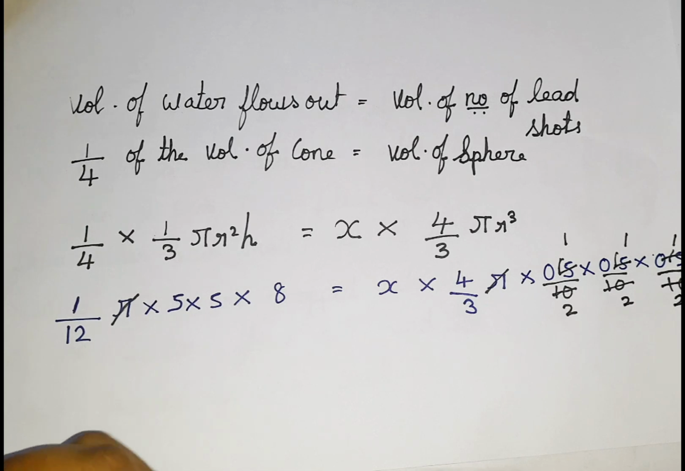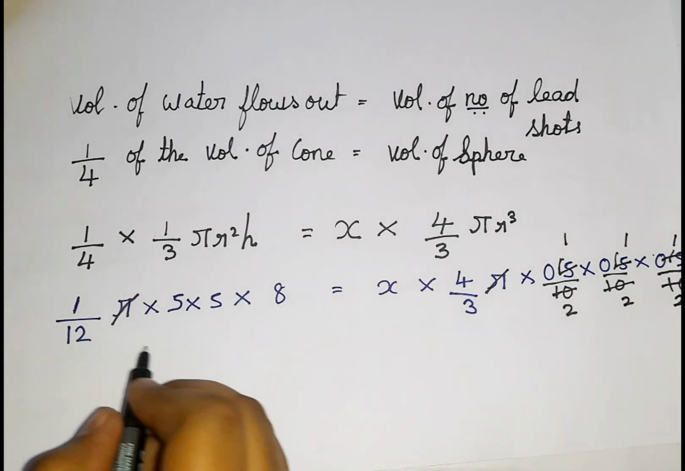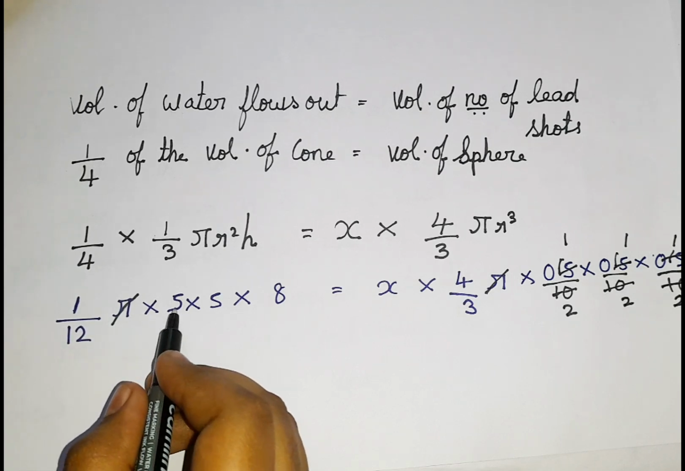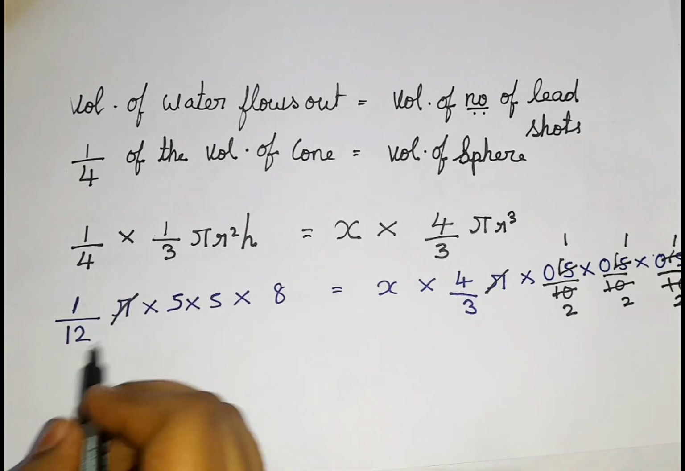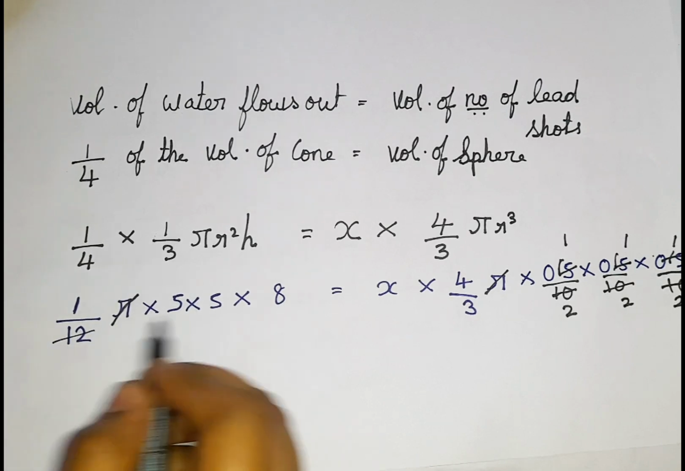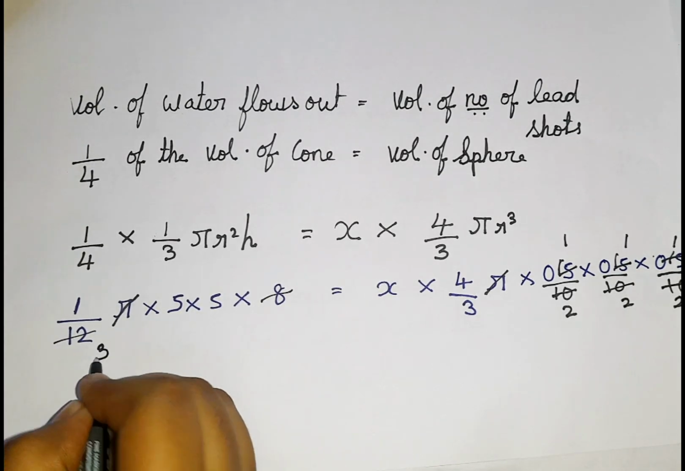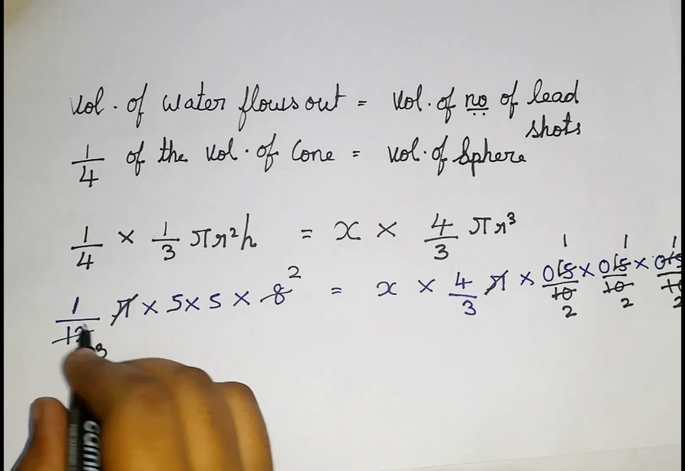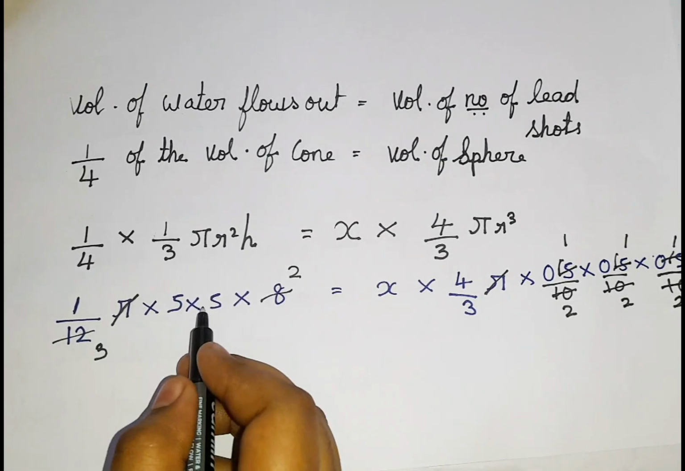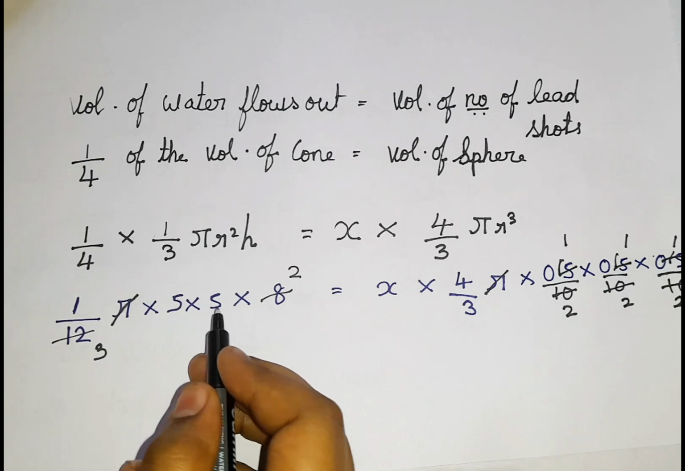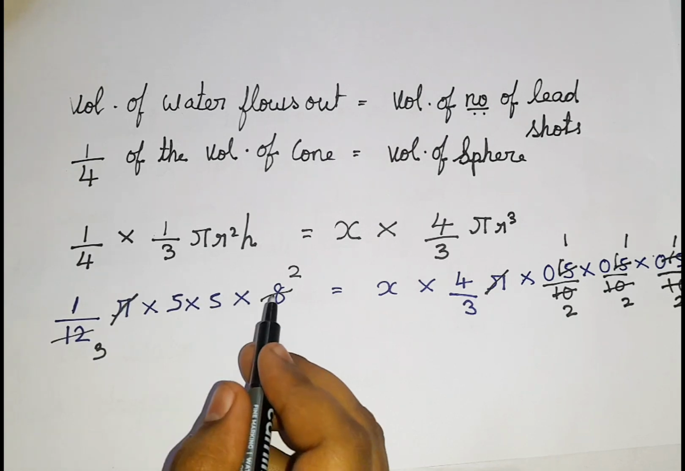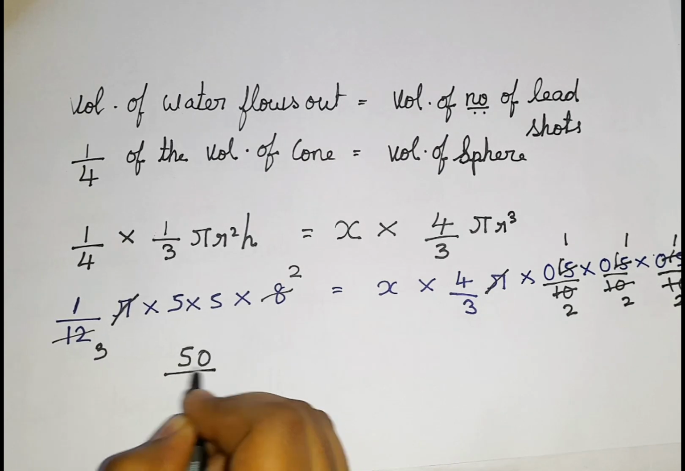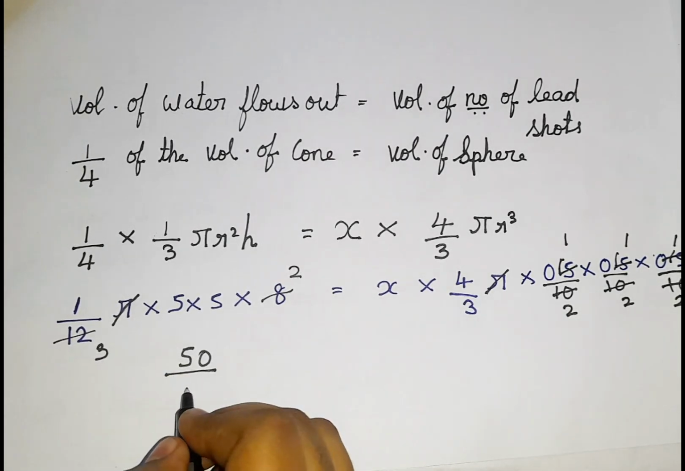Now let us write rest of the things, okay? So now here it is 1 by 12 into 5 into 5 into 8, right? So we can cancel this 12 and 8, so let us cancel them. Then here it becomes 3 and here it becomes 2. So now we can write it as it is. So 1 into 5 is 5, 5 into 5 is 25. Then when we just multiply 25 into 2, right? Yeah, 25 into 2, then it becomes 50 by, here we have denominator 3.